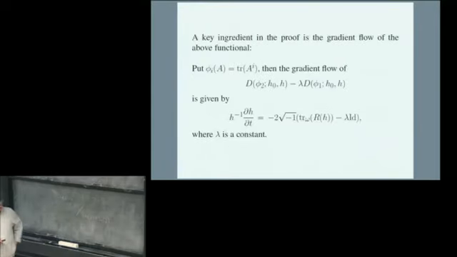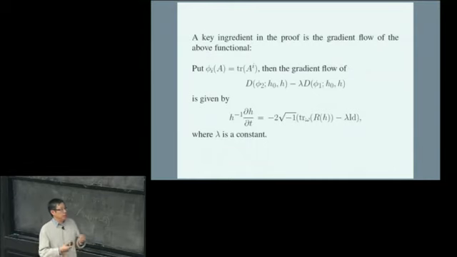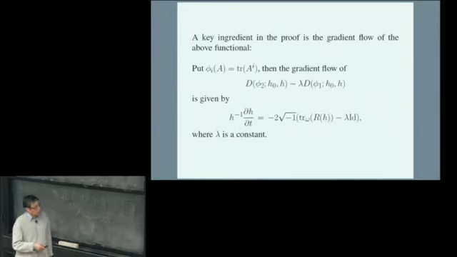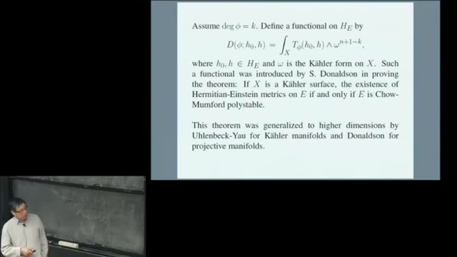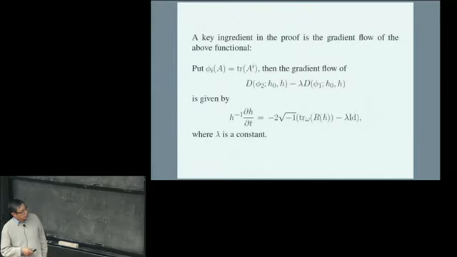So maybe I'll just say on this one briefly: what was the motivation of Donaldson using this particular functional? It turns out this was in his proof of the previous theorem. This theorem here is a very, very fundamental theorem, and a key ingredient in the proof is to use the gradient flow of the previous functional.